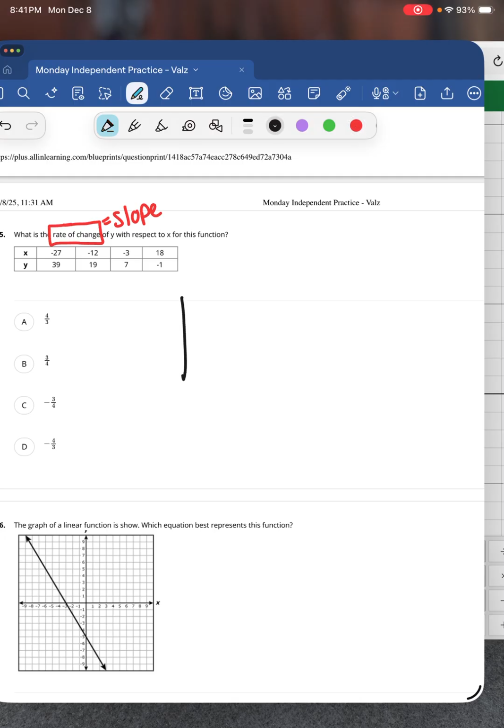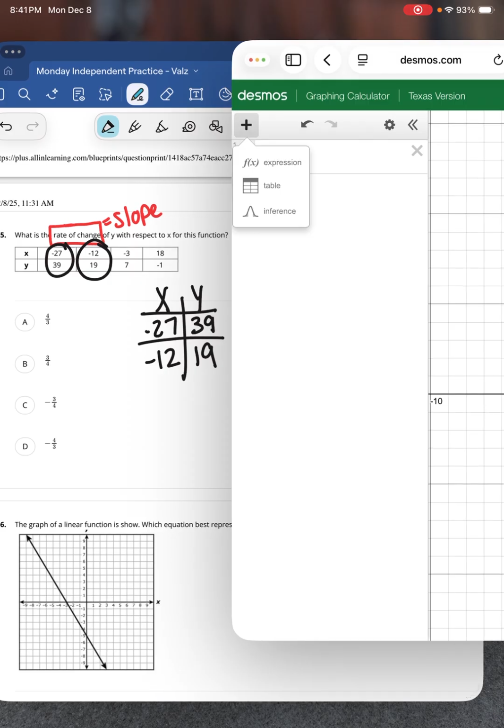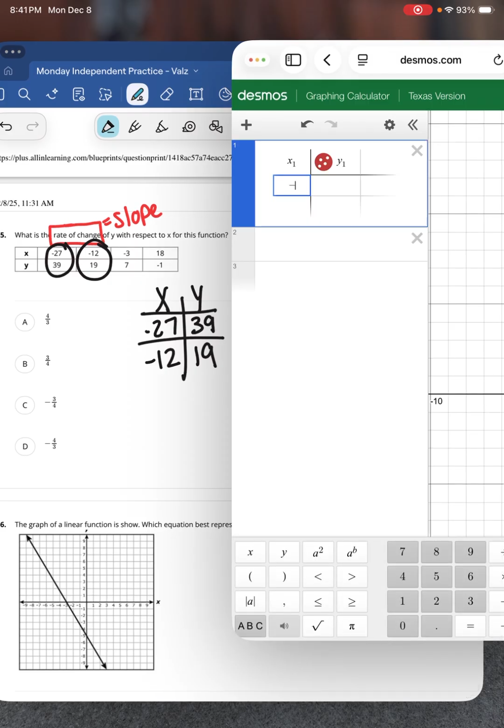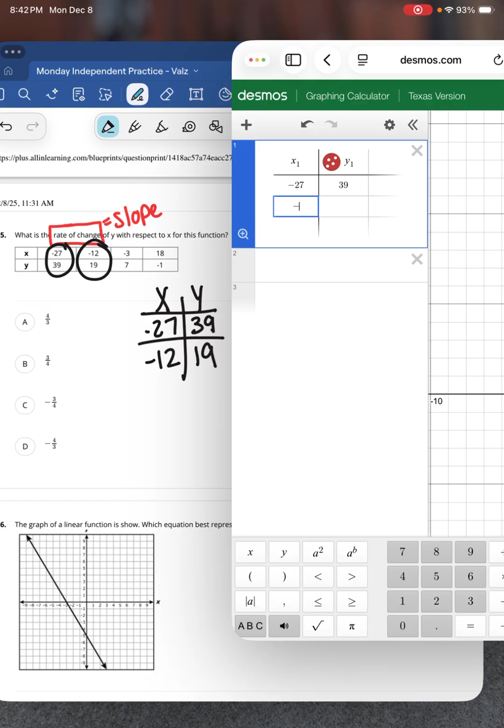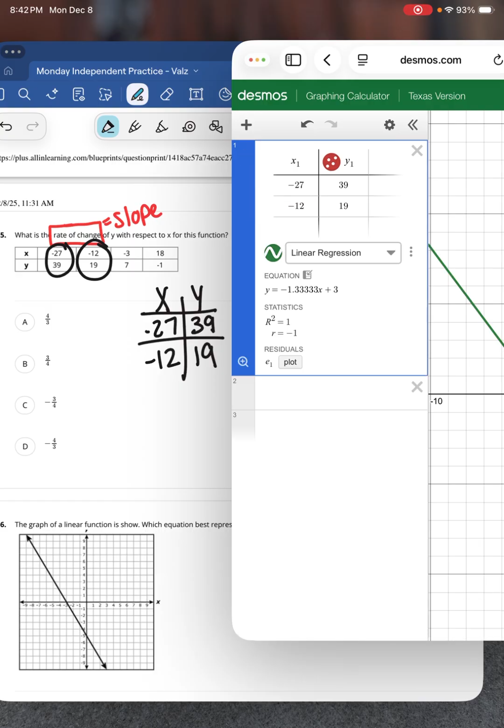So if you don't like that or you're nervous on making mistakes, I would write your 2 points then vertically. So I have -27 and 39 and -12 with 19, because obviously we just don't want to plug those in wrong and make a mistake on a relatively easy question. So -12 and 19, go ahead and get our equation.